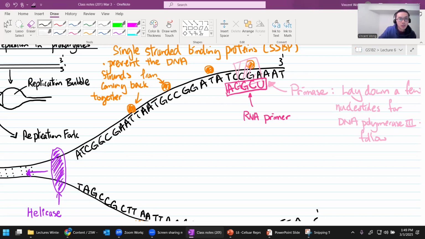Now let's take a closer look at the direction. The black one is 3 prime over here and 5 prime on the other end, which means on this new one that we're building, since DNA strands are anti-parallel, if this is 3 prime here, this would be 5 prime. And that means this would be 3 prime. It's always opposite, right? The numbers, because of the anti-parallel property.